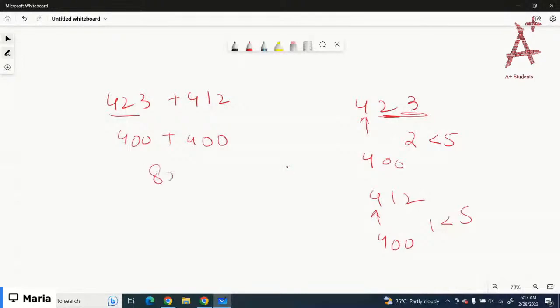So 400 plus 400 makes 800. That means the estimate sum is 800. Got it? So the correct option is 800.